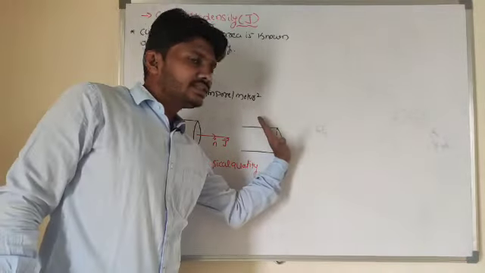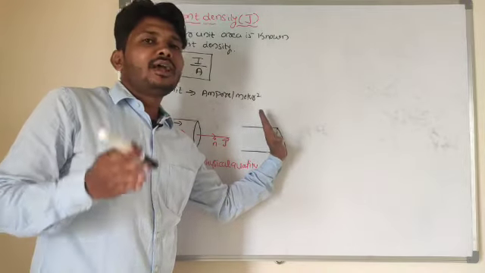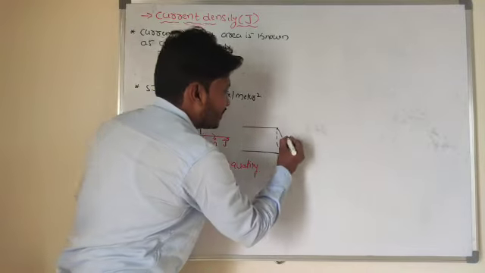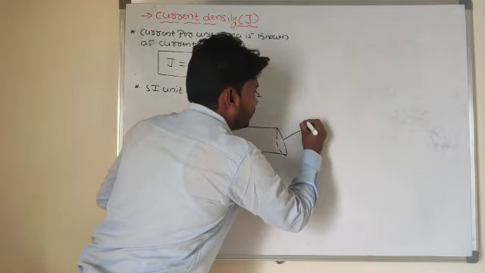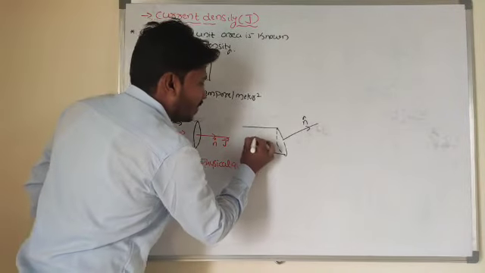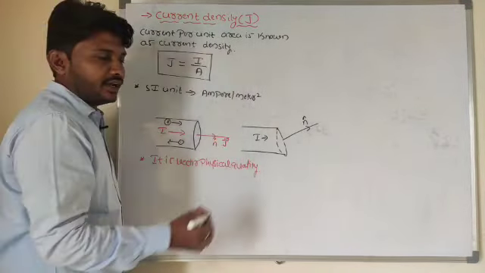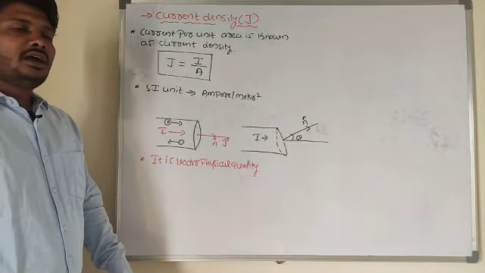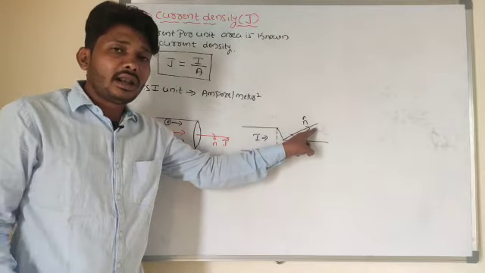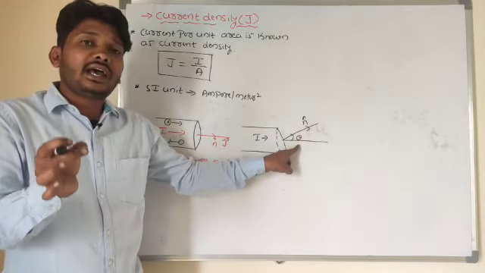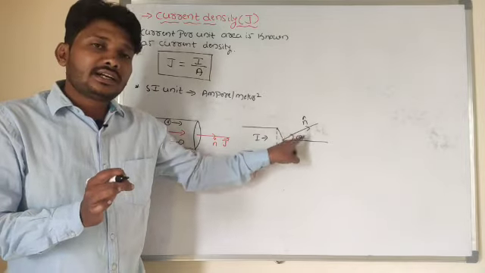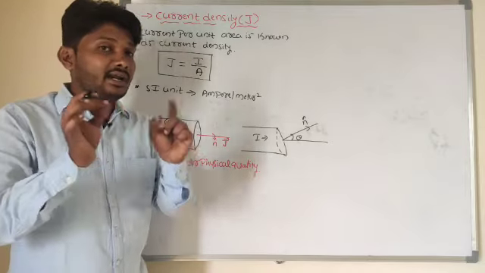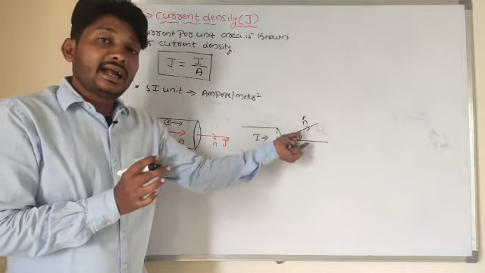Now look here, this surface is tilted by a certain angle. For this surface, this is the normal line. Let me draw that normal line. This is the direction of the current. It makes a certain angle here, so the normal line makes a certain angle with the direction of the current. Since current density is a vector physical quantity, it is angle dependent.